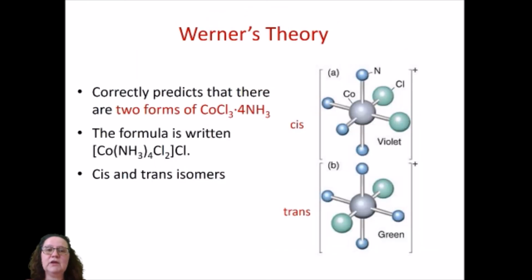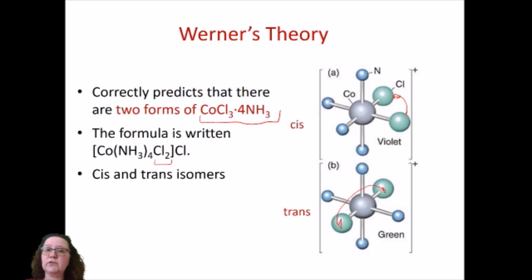Werner's theory could also help us predict why there are actually 2 forms of this compound of cobalt 3+, chlorine and 4 ammonia molecules, because of those 3 chloride anions, 2 are part of the coordination sphere of the cobalt, and they can be in slightly different places. They can be next to each other, and then you have what we call the cis isomer, or they could be pointing towards opposite directions, and then you will have the trans isomer.